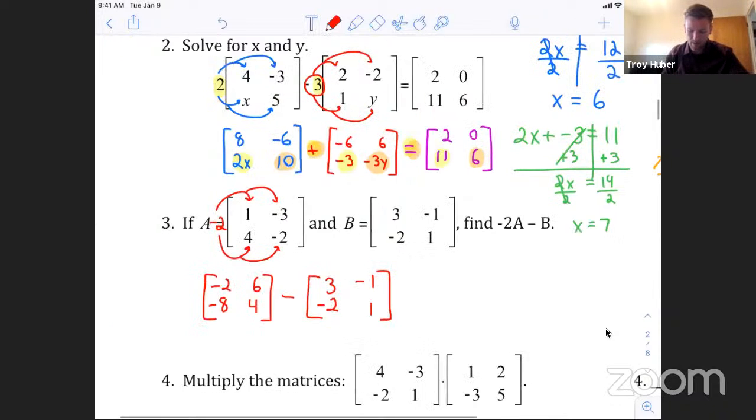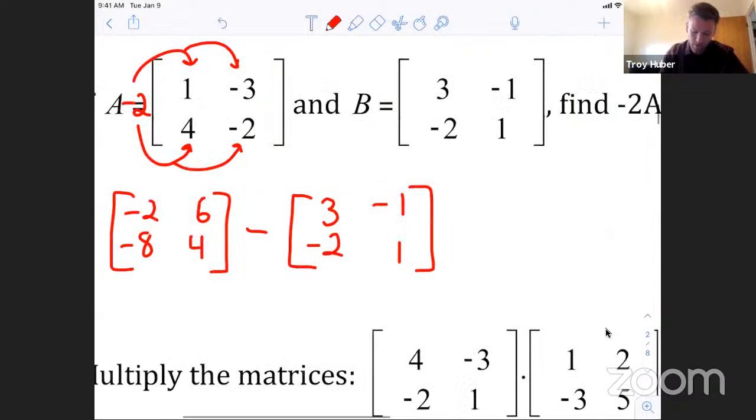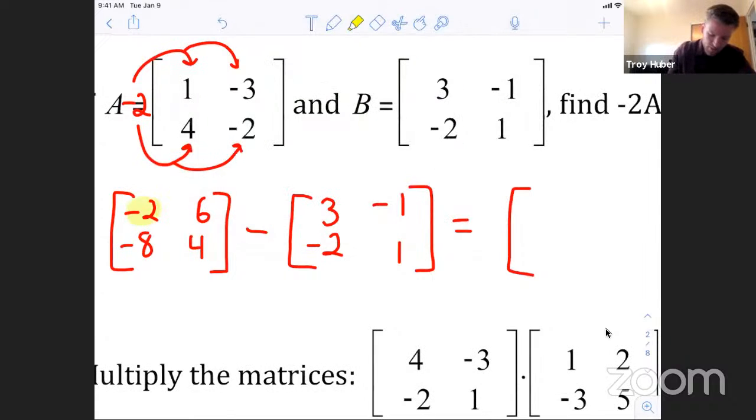Okay, now this one just wants us to actually do the subtraction. It did not give us a solution to the matrix. All right, so all I have to do is -2 minus 3.